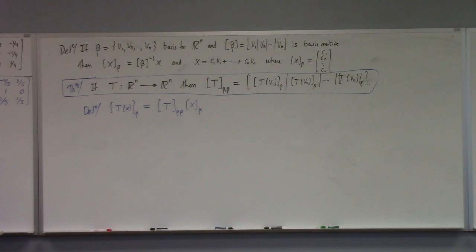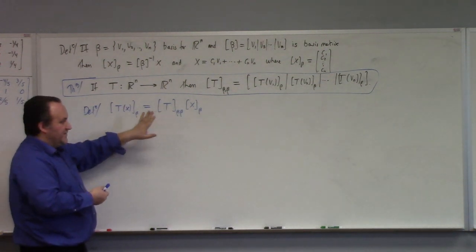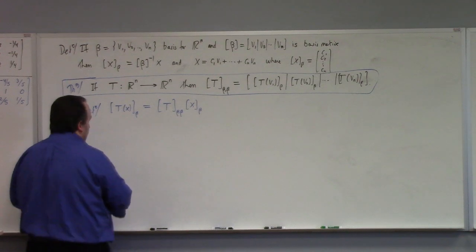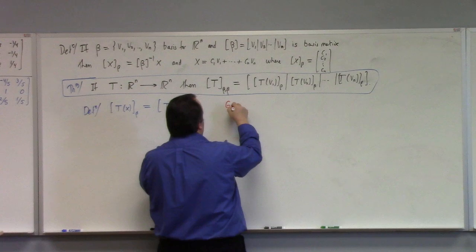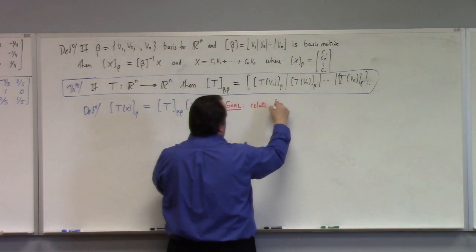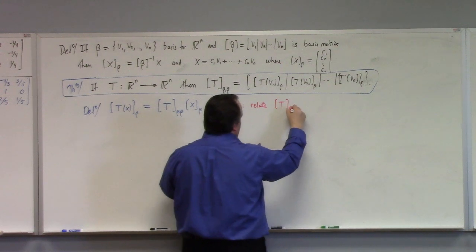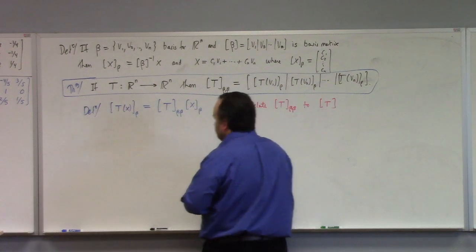But before we get back to that, let's derive a convenient formula for finding the matrix here. Think about this. We have everything we need. My goal at the moment, probably should tell you that, is to relate the non-standard matrix to the standard matrix for T.